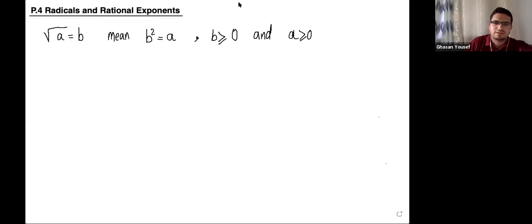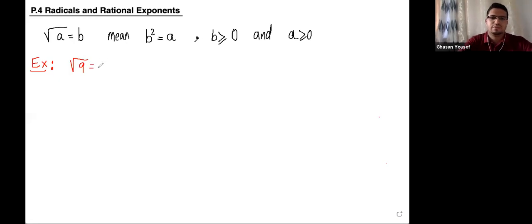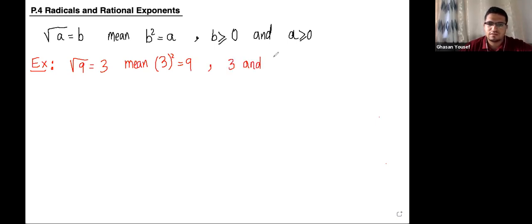For example, the square root of 9. What is the square root of 9? 3. Correct. Why? Because if I multiply 3 by itself, 3 squared, it will give me 9. So this is correct because the 9 is inside the radical. And I have to know the 3 and the 9, both of them are positive, greater than 0.